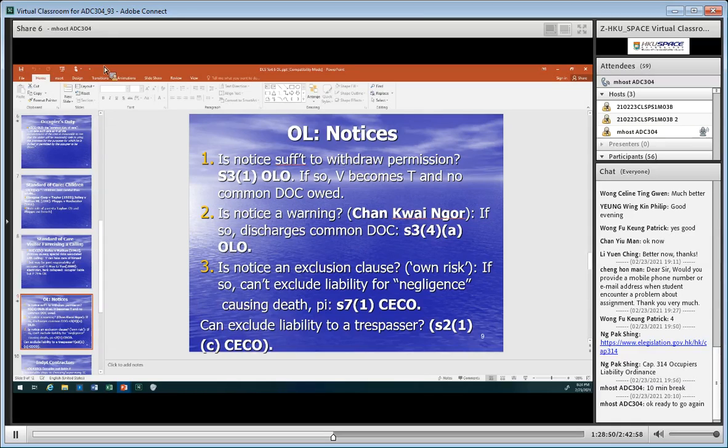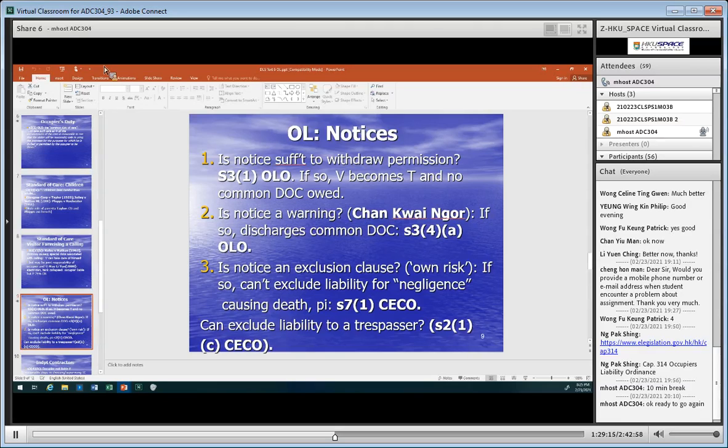So there is a duty owed to a trespasser, but it imposes a much lesser burden on the occupier than the common duty of care. So a notice could be there simply to withdraw permission, to make the person who's on the property a trespasser rather than a visitor. And if they're a trespasser, then the occupier doesn't owe them a common duty of care.